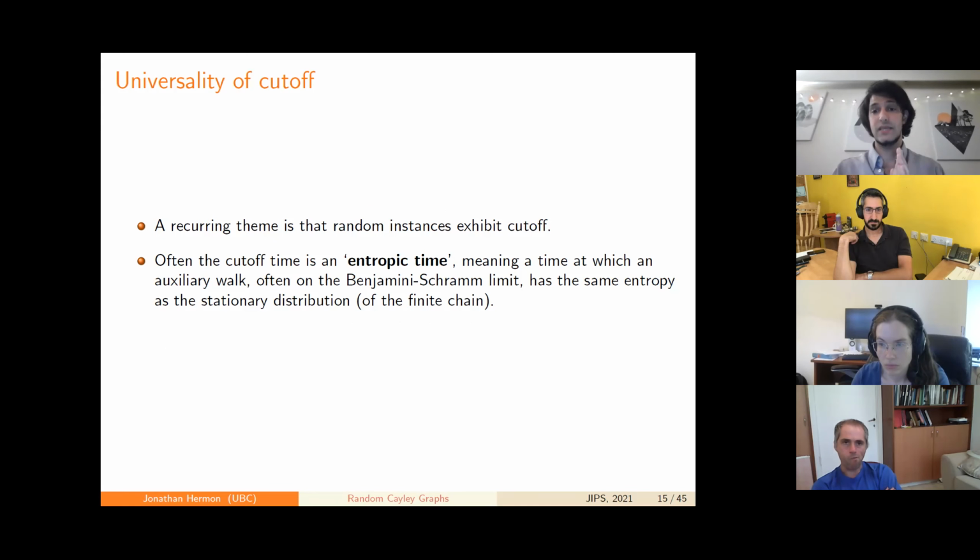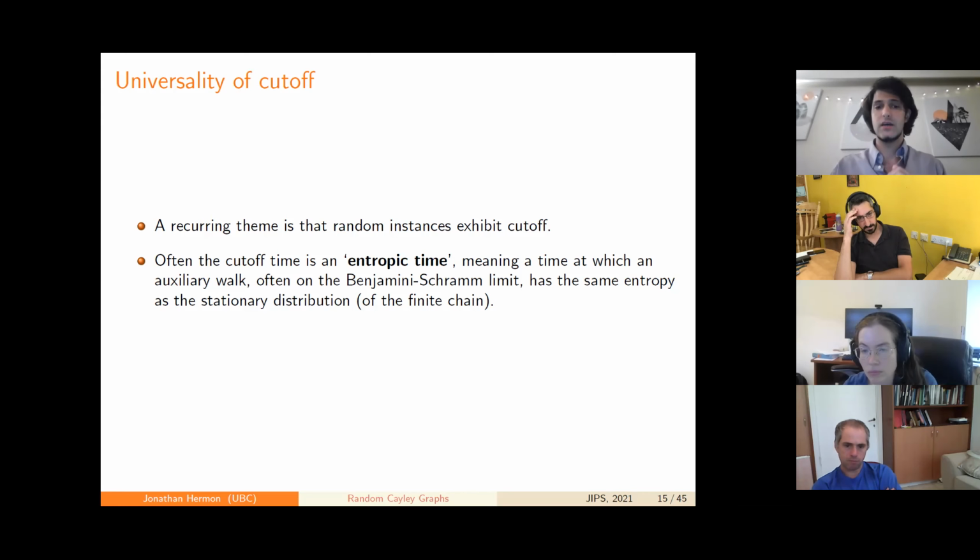Usually what this means is that we're going to look at a certain auxiliary Markov chain, and usually it's going to be the random walk on the Benjamini-Schramm limit. In our case today, it's not going to be quite the Benjamini-Schramm limit, but in some sense it's close to it. The entropic time is then the time at which the entropy of the auxiliary Markov chain is equal to the entropy of the stationary distribution of the finite Markov chain.